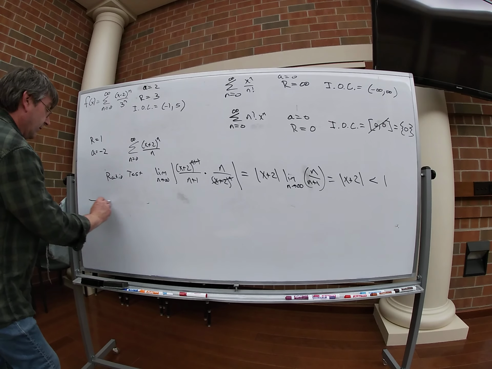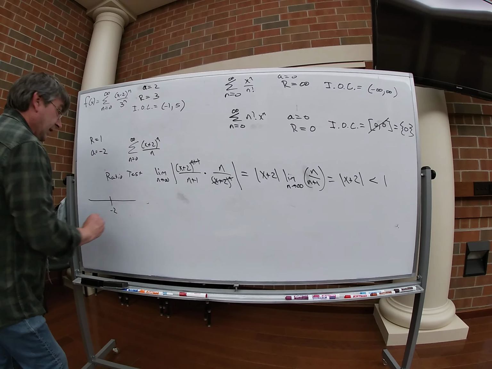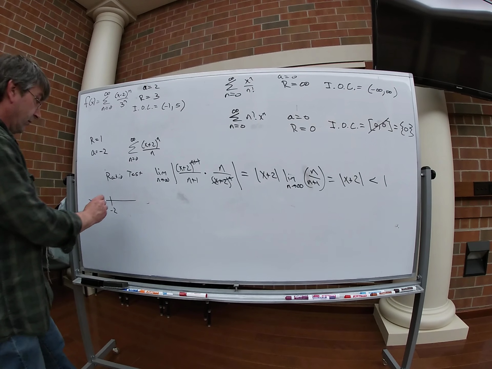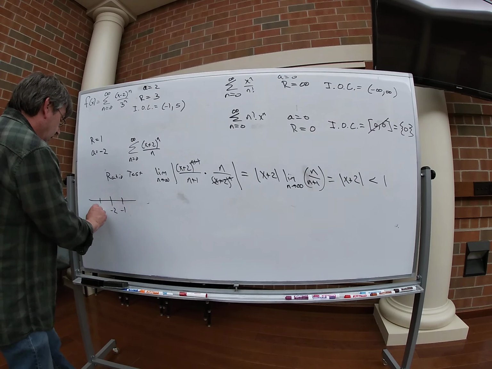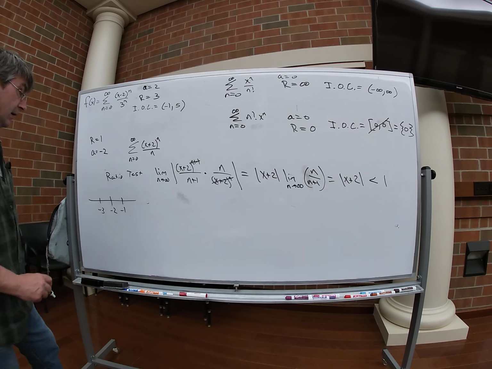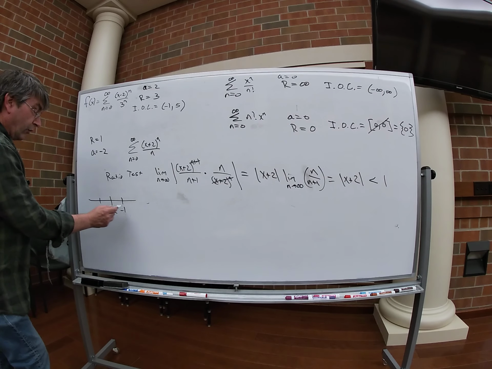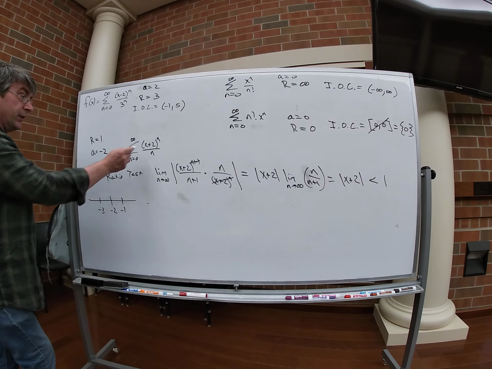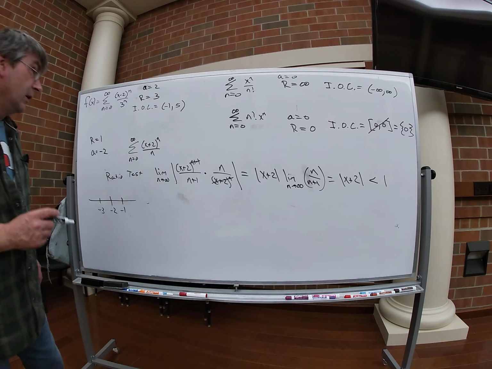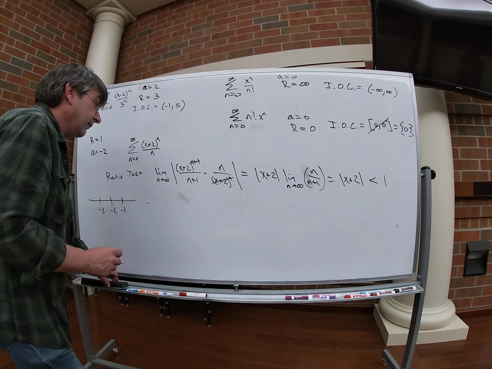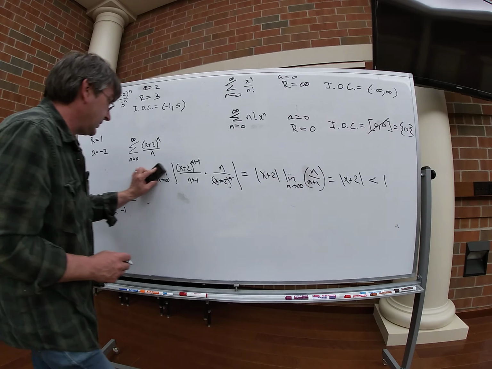Let's think about the interval of convergence. I'm centered at -2. I have a radius of 1. If I go 1 away from -2 on either side, I get -1 and -3. Right? So I know when x is between -3 and -1, this series converges. I have to check -3 and -1 individually, though. So let's try that.